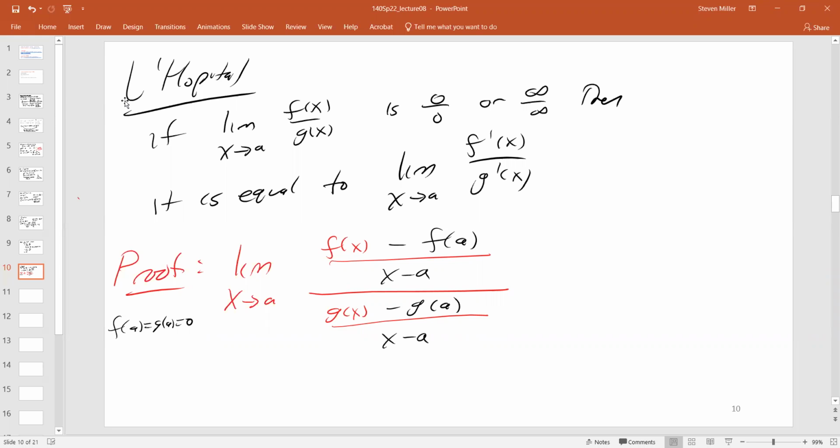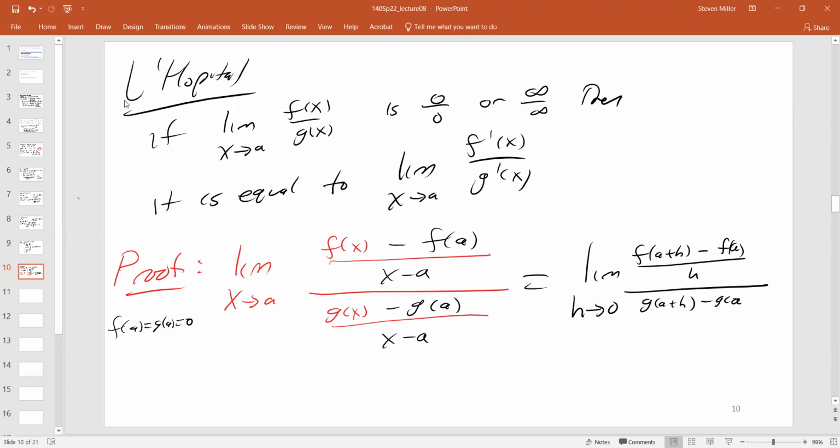So what this really looks like is the limit as h goes to 0 of f of a plus h minus f of a over h, divided by g of a plus h minus g of a over h, which is just f prime of a over g prime of a. And that's why L'Hopital is true. This is a rough justification of where L'Hopital's rule comes from.